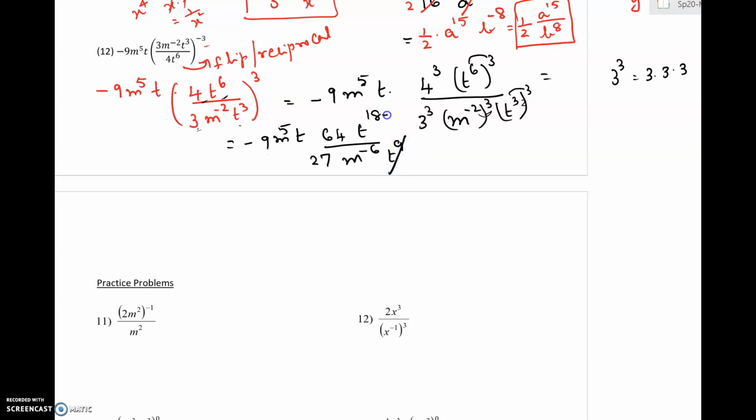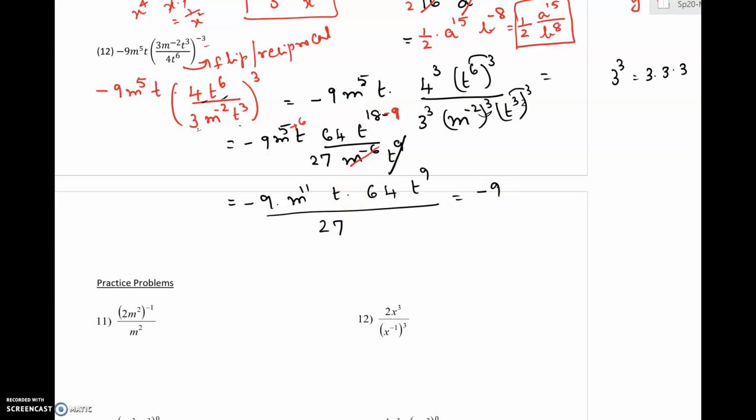So we have these, and we are going to simplify this expression. I can strike this one and make this one minus 9 over here by using the quotient rule. And then we have m to the power negative 6. I'm going to make it positive 6 in the numerator. Then we can clean up, which is equal to negative 9 m to the power 11 t times 64 t to the power 18 minus 9, which is 9, divided by 27. So it is negative 9.